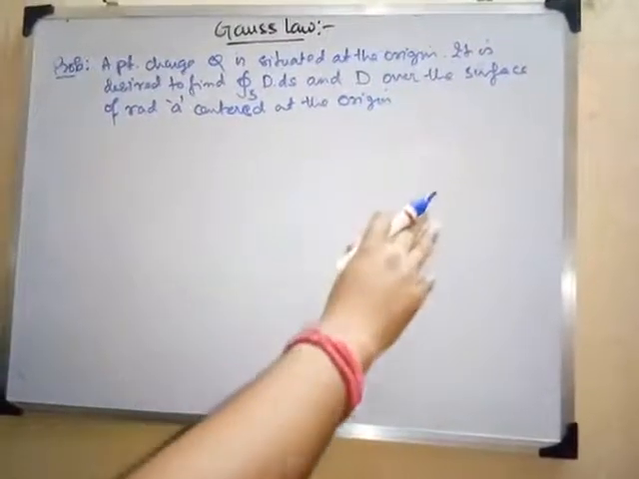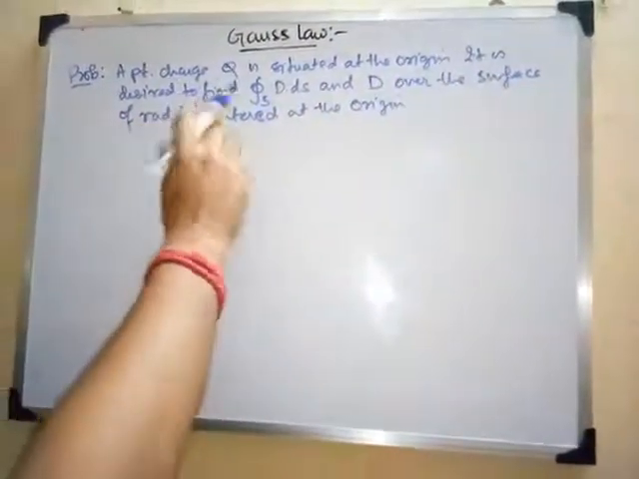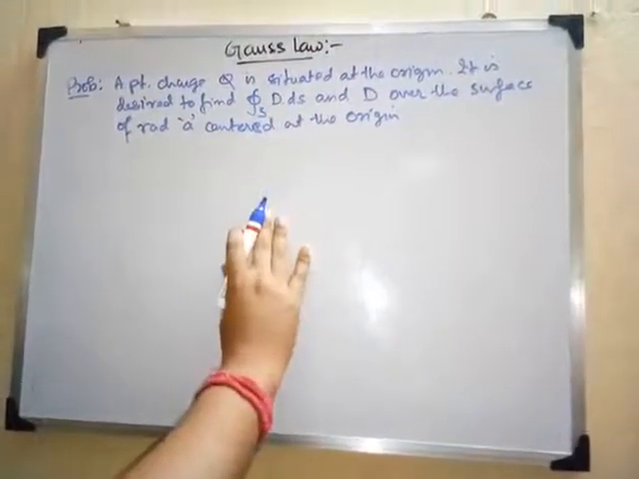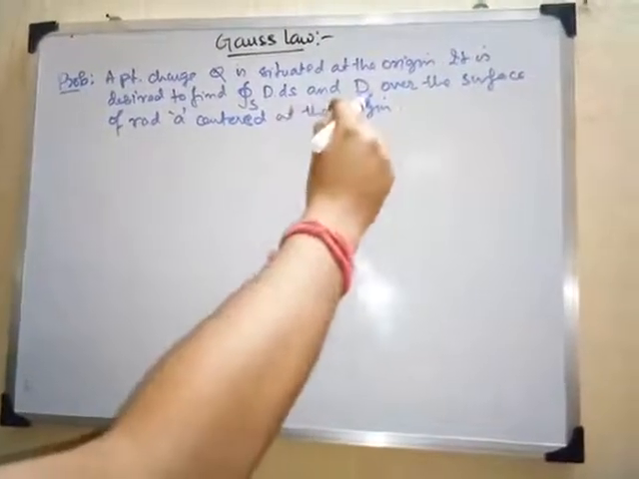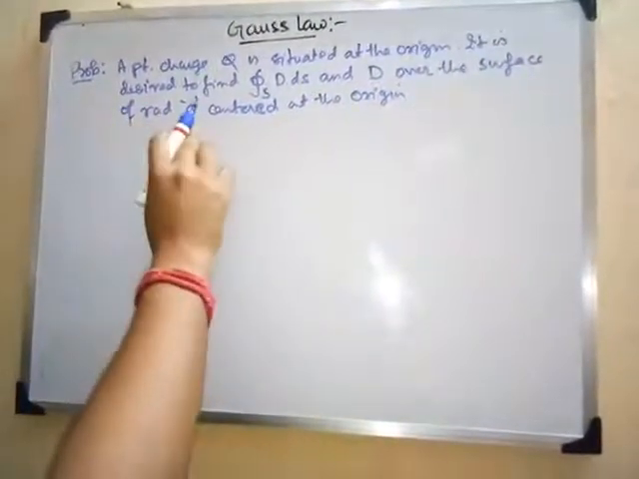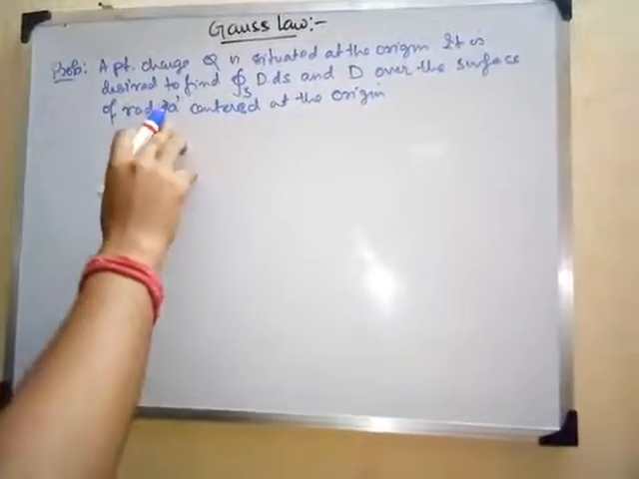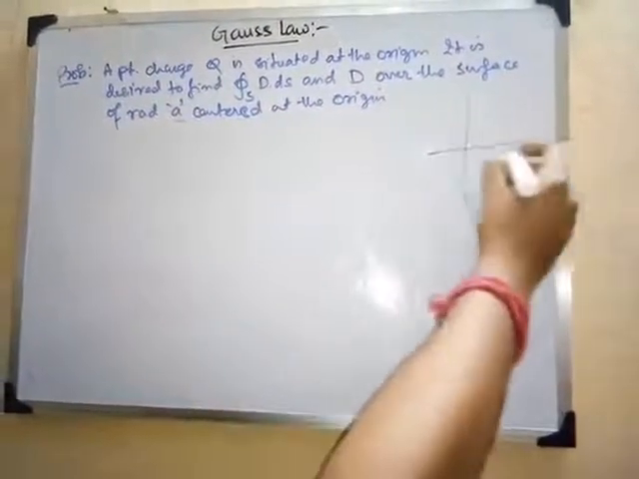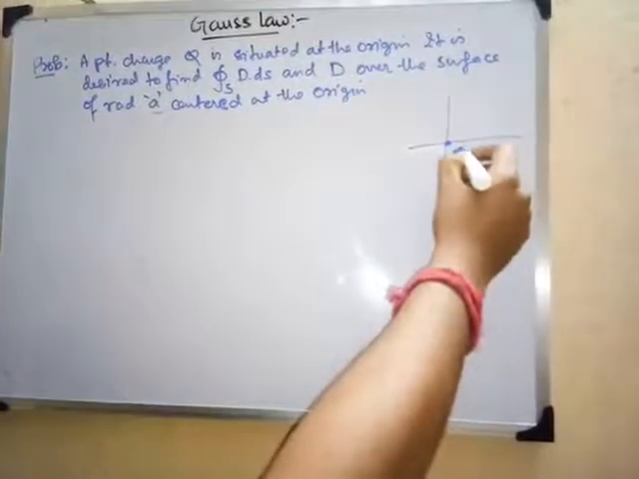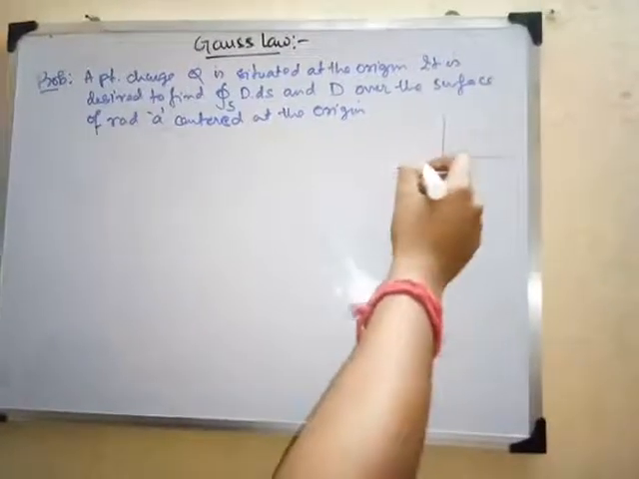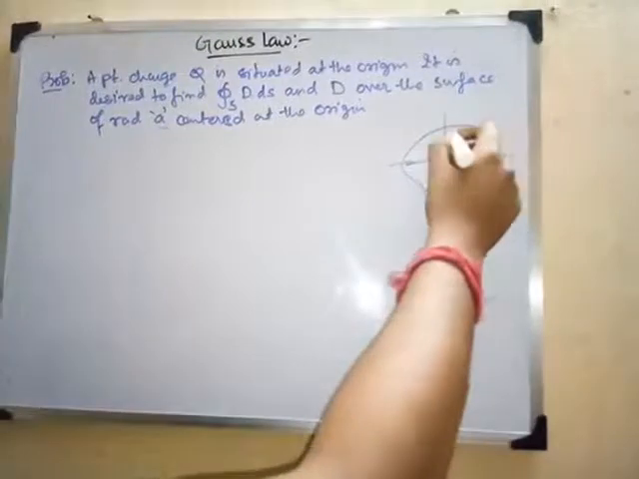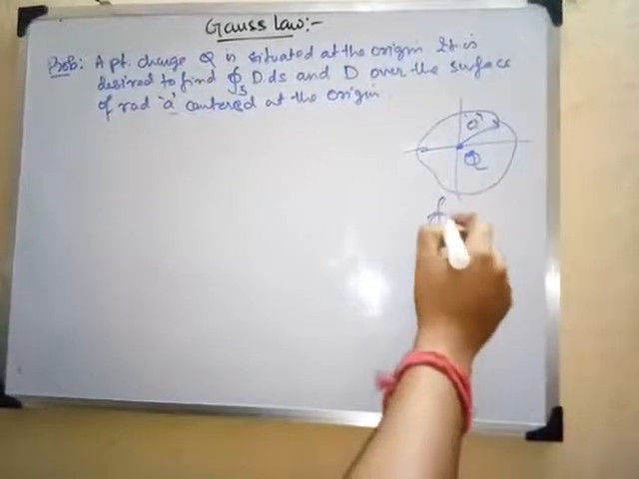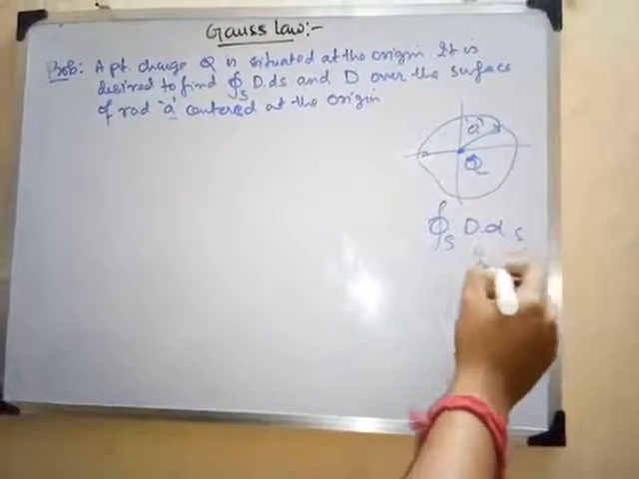Now our job is to find the closed surface integral of D dot dS. This expression stands for the Gauss law which we discussed just now, and the electric flux over the surface of radius a, centered at the origin. Suppose you draw the picture: this is your origin, and Q is present at the origin. This is the surface and its radius is given as a. You need to find the closed surface integral of D dot dS, and also D.